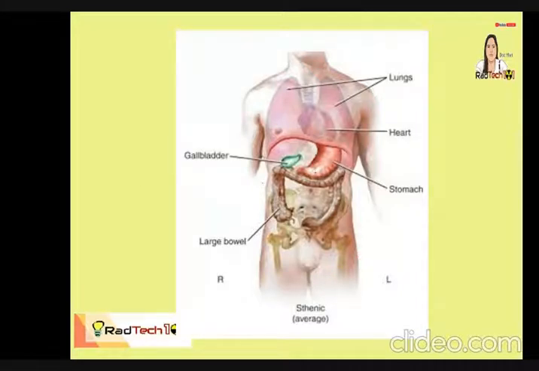So, ito siya pag sa another picture. So, ito yung stomach niya, higher on the left. Ito yung heart niya, nasa gitna. Lungs, mataas. Then, gallbladder niya dito. Then, evenly spread.